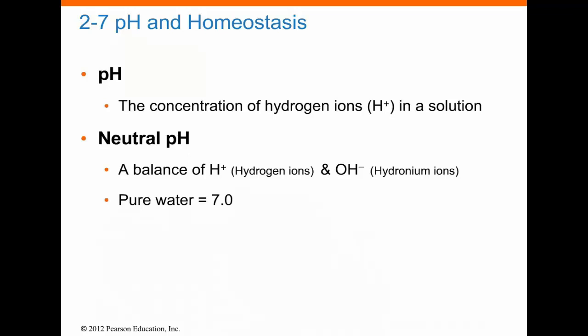a solution. So neutral pH is where there is a balance of hydrogen ions and hydronium ions. Hydronium has got one molecule of oxygen and it has a negative charge, and you can see that the hydrogen ion has a positive charge. An example of a neutral solution is pure water, which has a pH of 7.